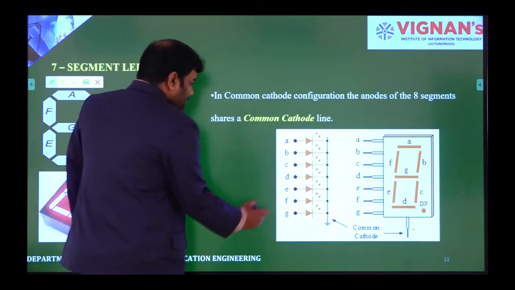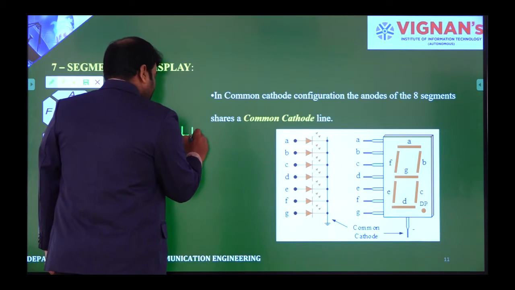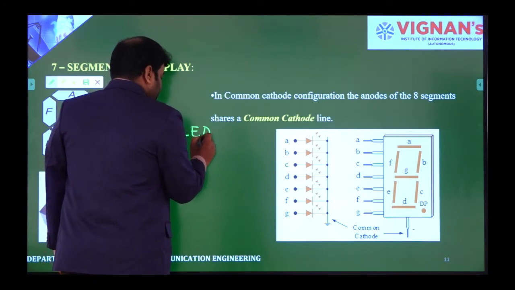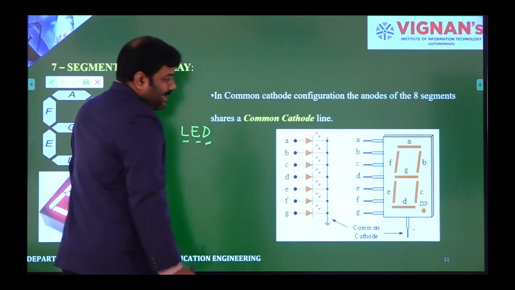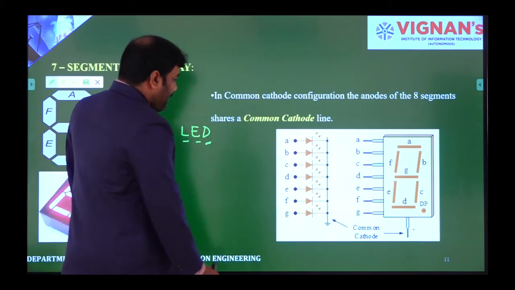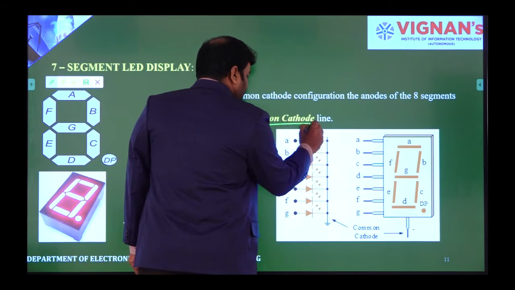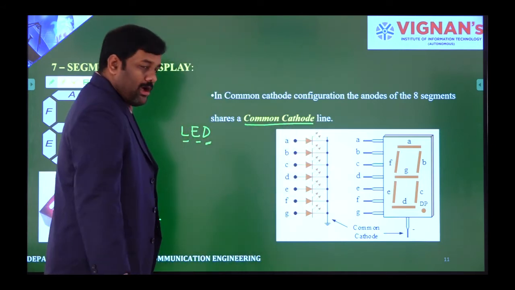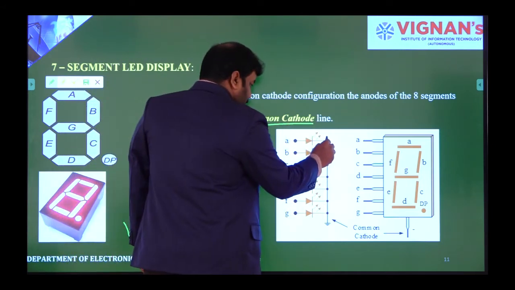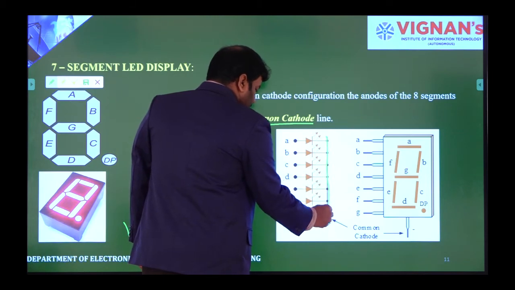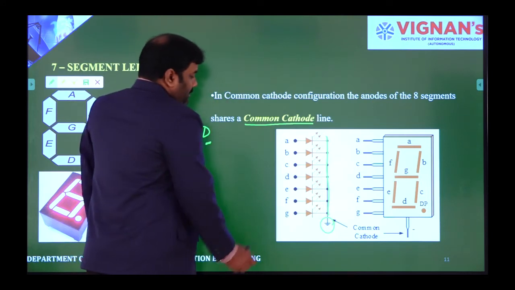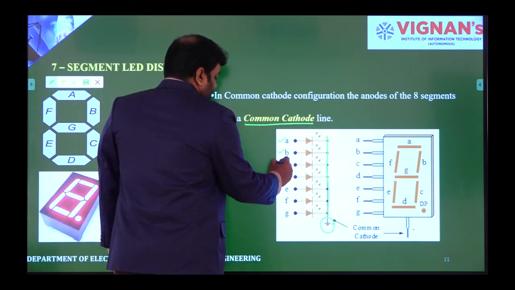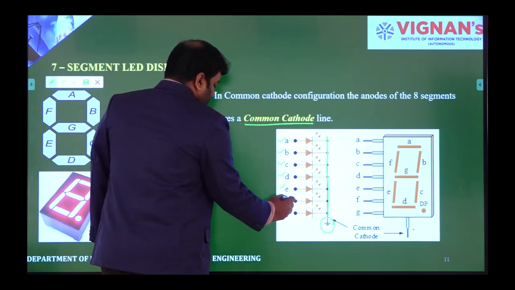As we already discussed about LED, light emitting diode. So here we are connecting all LEDs, 7-segment display in common cathode mode. Cathode means all the cathodes are connected to one single wire, which is connected to ground. Here you are giving A, B, C, D, E, F and G.